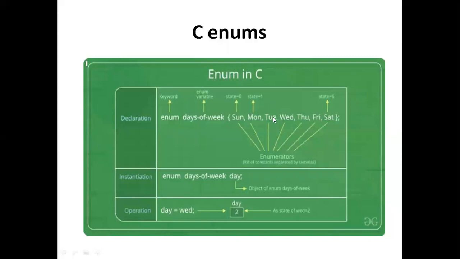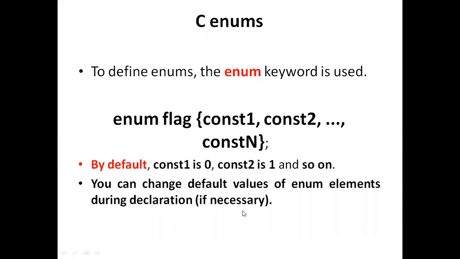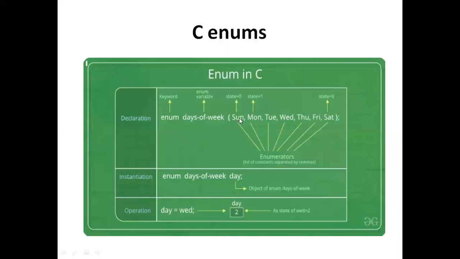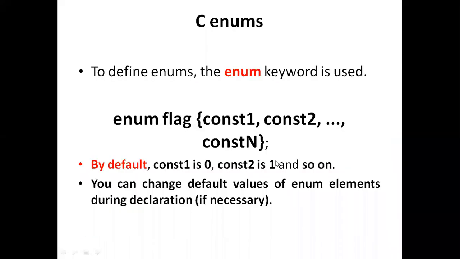Diagrammatically they have assigned the wrong value, but it is going to contain the value 3. If we are not assigning the values, the first value is 0, the second value is 1, the third value is accessed as 2, and the last value is accessed as 6. By default the constant 1 value is 0, the constant 2 value is 1, and so on.